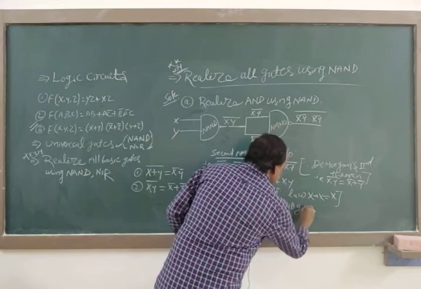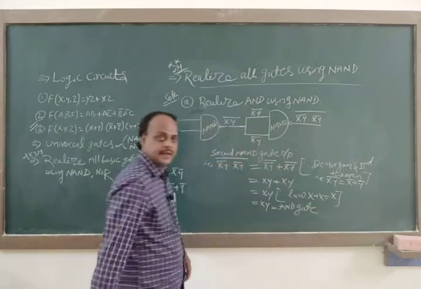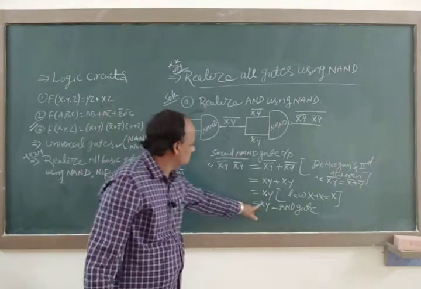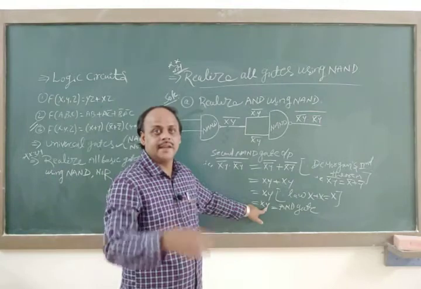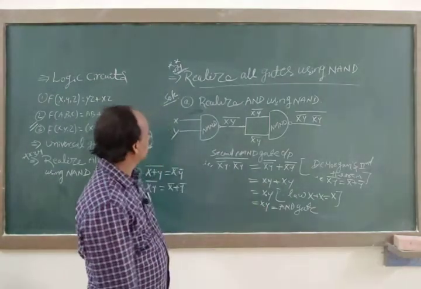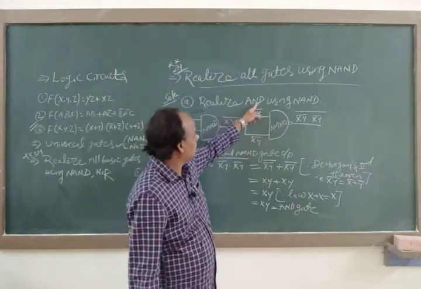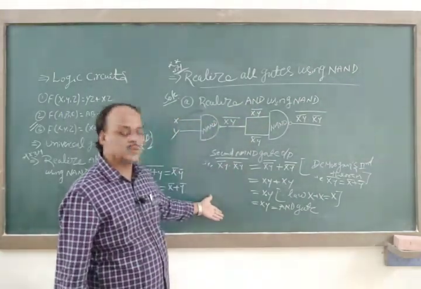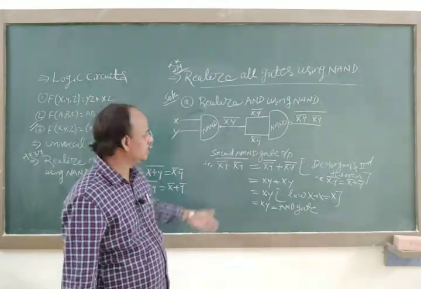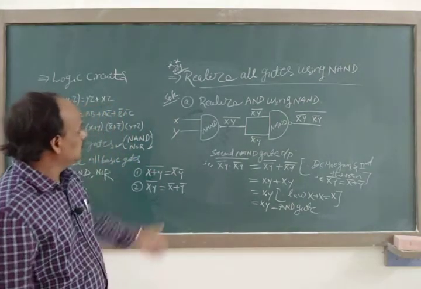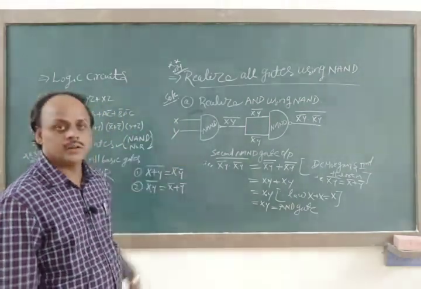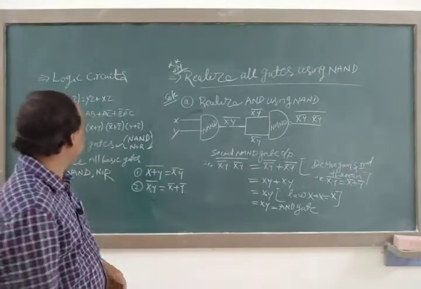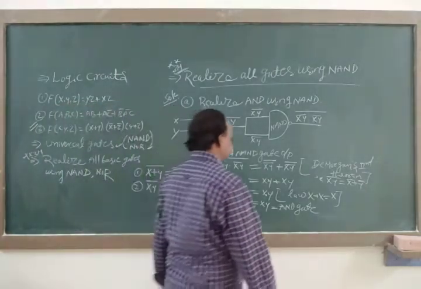From the NAND gate we are getting x into y, that is the AND gate output. That's why realizing AND using NAND is over, right? In this way we have to realize all the basic gates. Now see here, the second one.